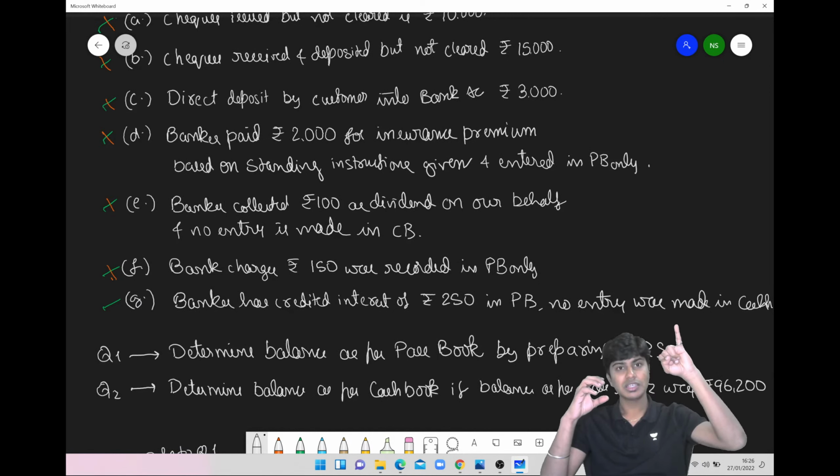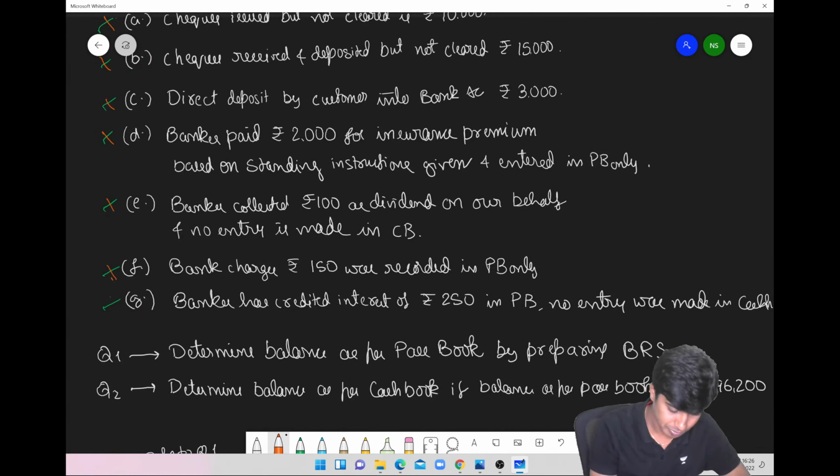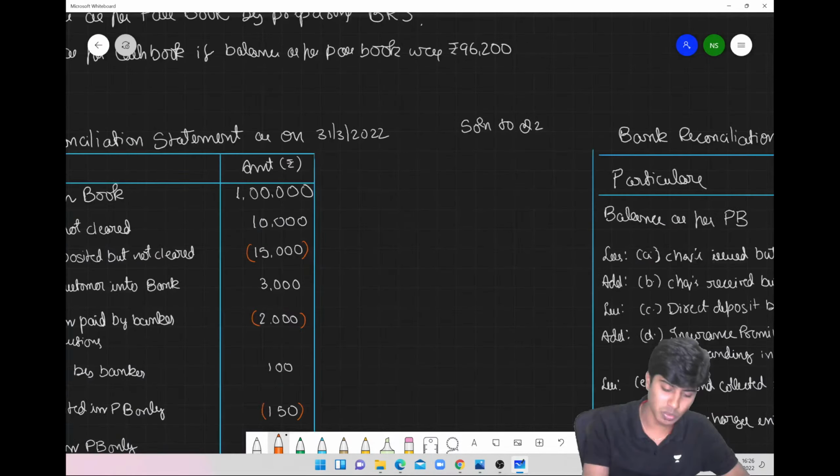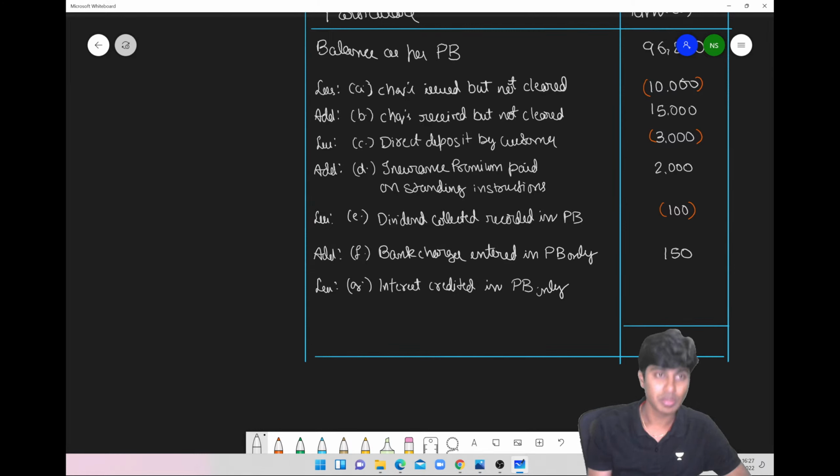Where are we making changes? We are making changes in the passbook. What do we have to do in the passbook? The balance has to be decreased. How do we decrease the balance as per passbook? By deducting the same. As simple as that. We'll write interest recorded in passbook only. What is the amount? It is 250 rupees.